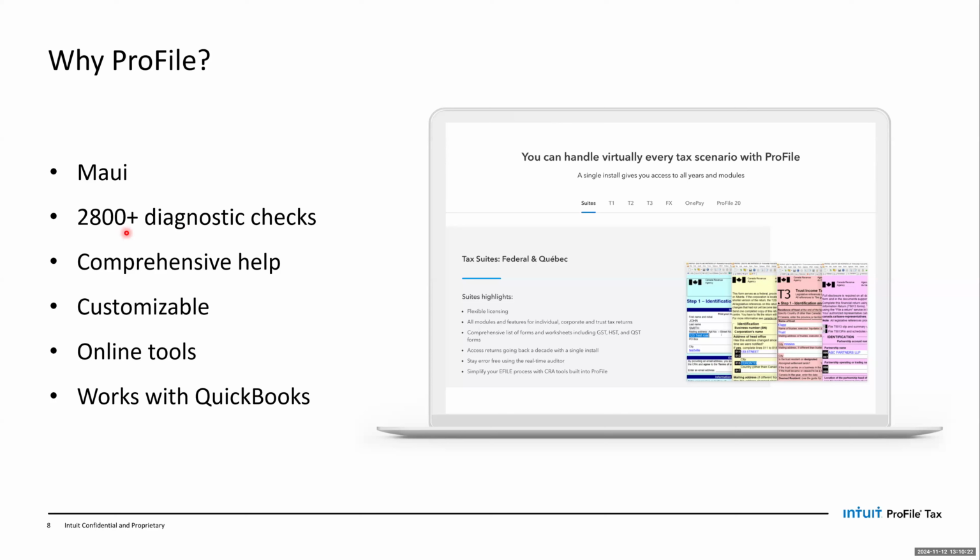Other key points about Profile. There's a very powerful auditor that runs, depending on the return, up to 2,800 plus diagnostic checks. So I call it my second set of eyes. Every time I worked on a tax return, I will always have a look at the auditors, see what it's suggesting, pointing out if I've forgotten something. That's what the auditor will do for me. Comprehensive help. There's so many ways in which you can get help with Profile. We'll talk about that next. You can customize it, a whole bunch of ways for you to personalize Profile. We'll look at that a little bit today. Online tools, there's more and more online tools available. We'll touch on that very quickly.